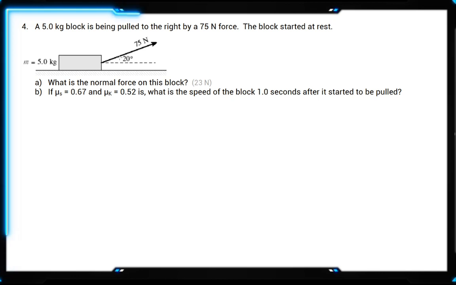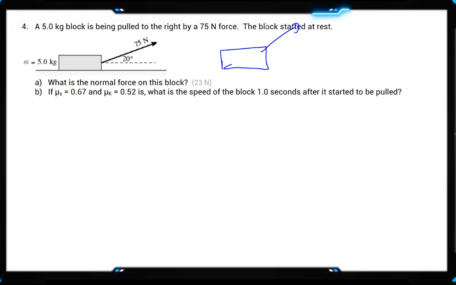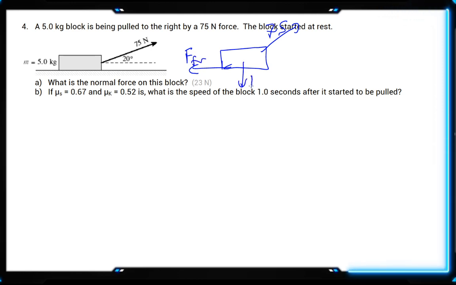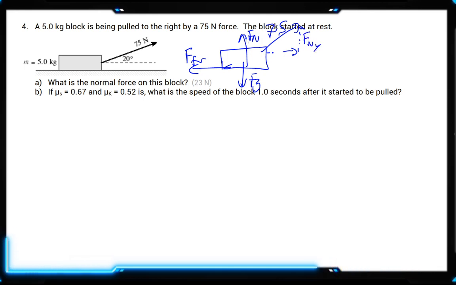Okay, this guy, we got a dynamics problem. What's our first step here? That's right, it's an FBD. So we got an applied force, we have some friction, we've got gravity, and we've got a normal force. Notice the normal force is not equal to gravity because there's an upward Fn component and an upward component of the applied force, and together they equal gravity.